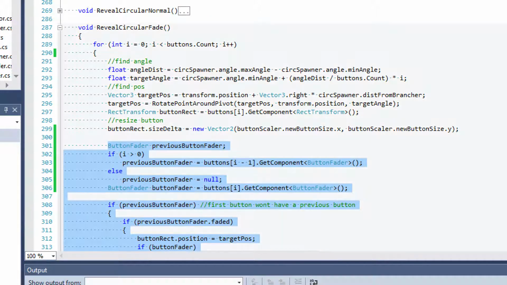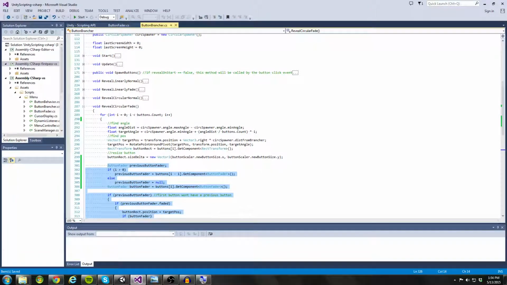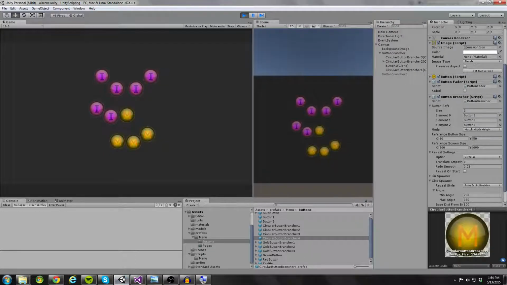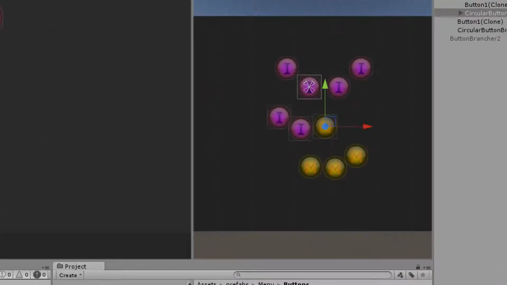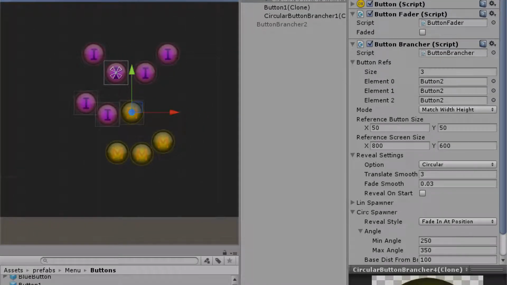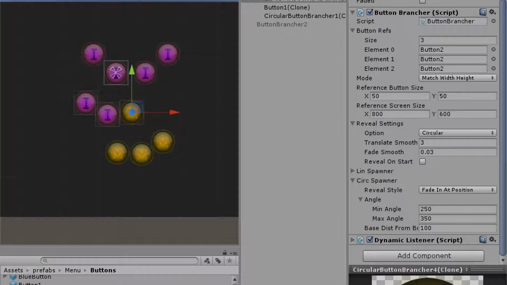Once we have that done, we can go back to Unity, and for whatever button we want that to work with, whatever button brancher we're using that animation on, we want to make sure that we go over to the inspector, and remember we're setting the reveal settings to circular, and in our circ spawner drop down here, we want to make sure that we're using the fade in at position reveal style. Just as a reminder, if you're fading in your buttons, you need to have that button fader script attached to each button.